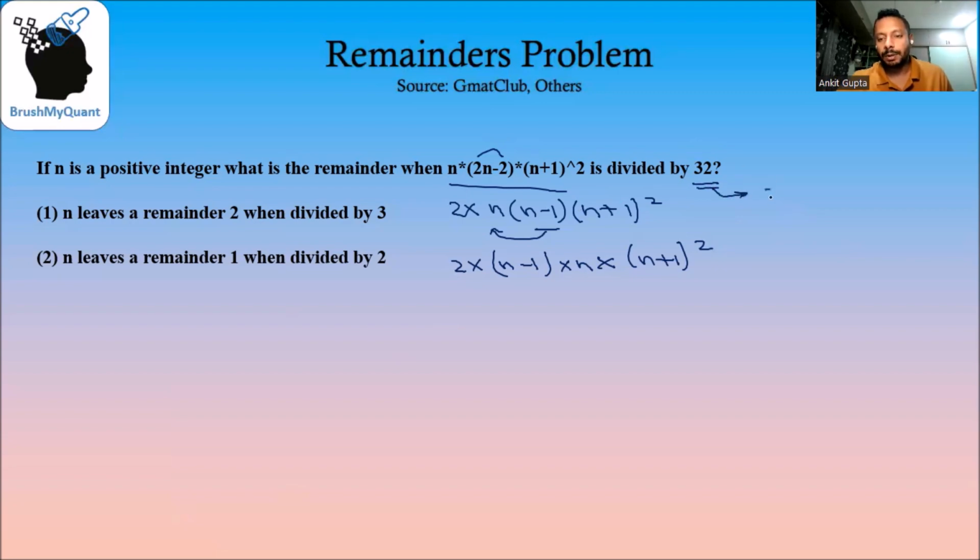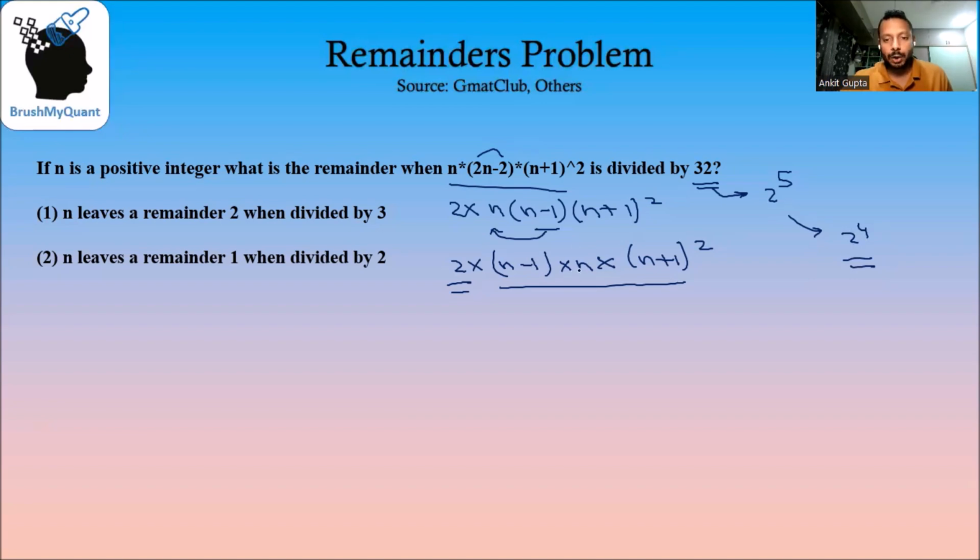32, as you know, can be written as 2 raised to 5, and we already have a 2 here. So that means we need to prove that this expression is actually divisible by 2 raised to 4, right? So till the time we are able to prove that, it is sufficient for us to go ahead and answer the problem. Now, how can we get 2 raised to 4?